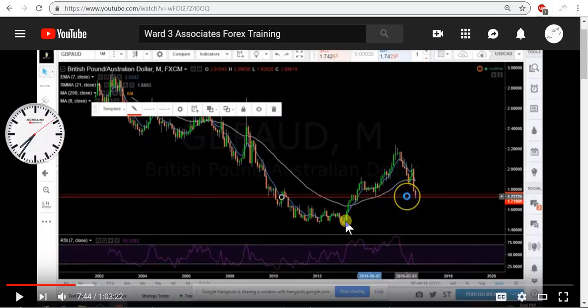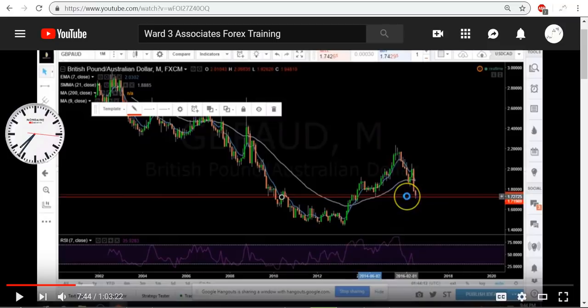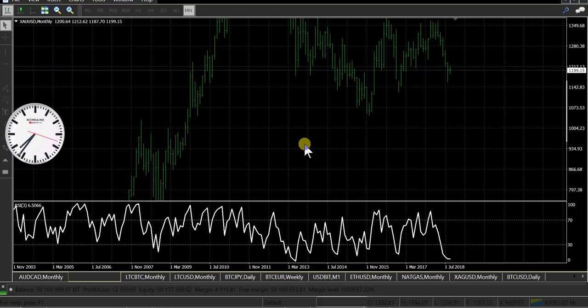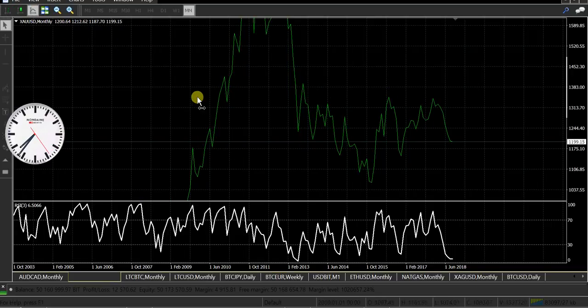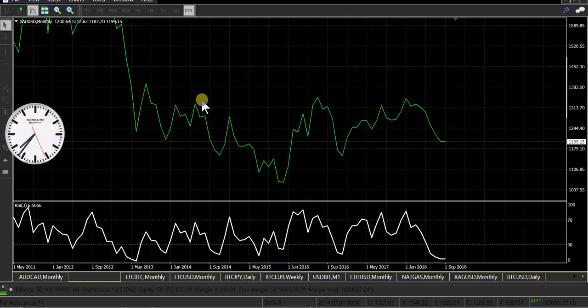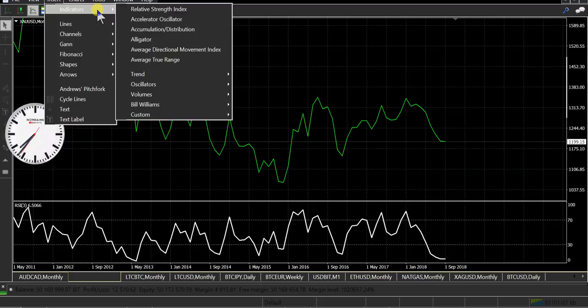Okay, so here's what I did. I put a bar chart, and I just switched to line chart. So this is the monthly gold, and I could put in his 7 period. His 7 period looks like this.